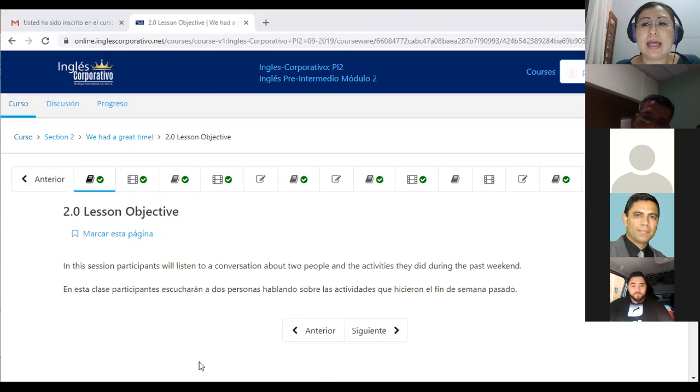Ahorita estoy un poquito nada más haciendo como un repaso de la plataforma. Porque para el día de mañana, ya solo nos queda mañana de clase en esta semana, así que mañana vamos a iniciar el 2.0, ¿verdad? It says, in this session, participants will listen to a conversation about two people and the activities they did during the past weekend. So from tomorrow on, we will talk about the past tense. A partir de mañana vamos a empezar a enfocarnos un poquito más en el pasado, ¿verdad?